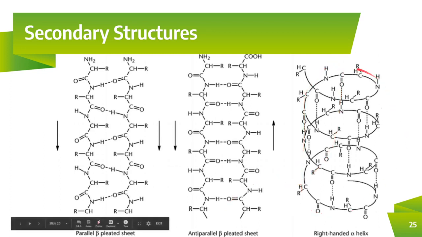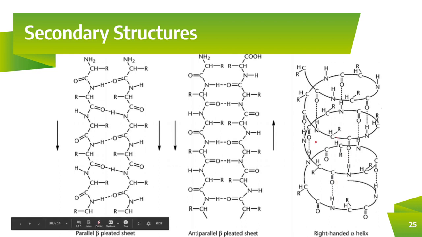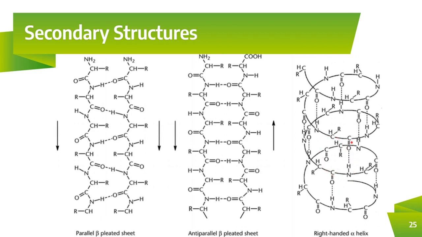On the right hand, you see a right-handed helix. In this case, it's like a spiral going upwards, counterclockwise. And you can also see in between the different steps of the spiral, there are also a lot of hydrogen bonds that stabilize it and make it a favorable structure.